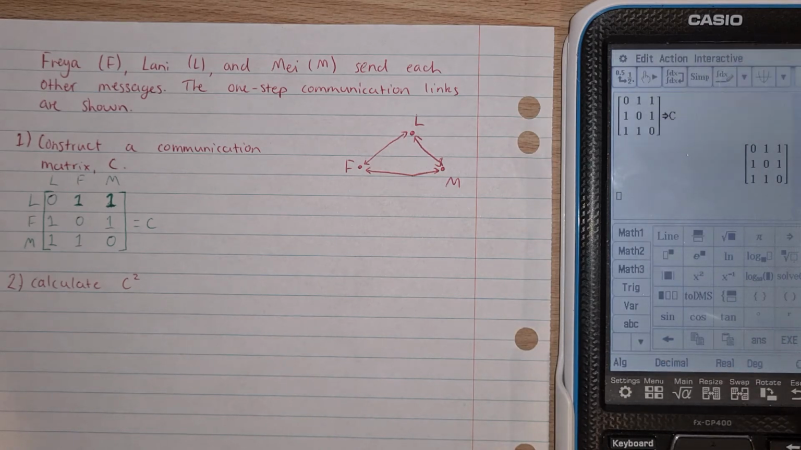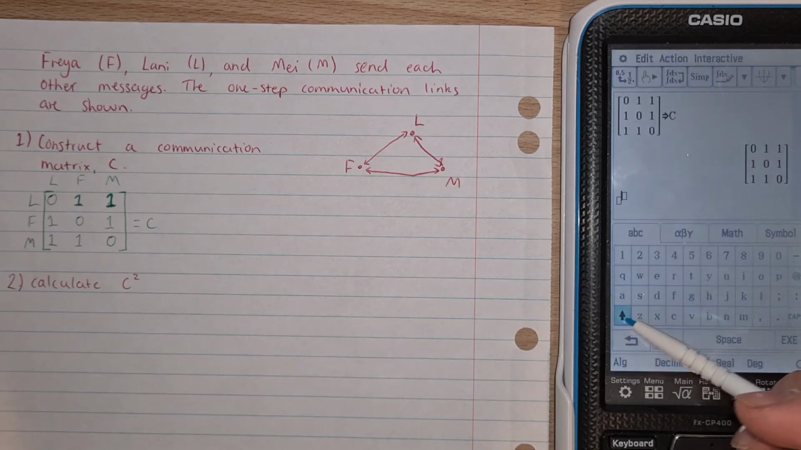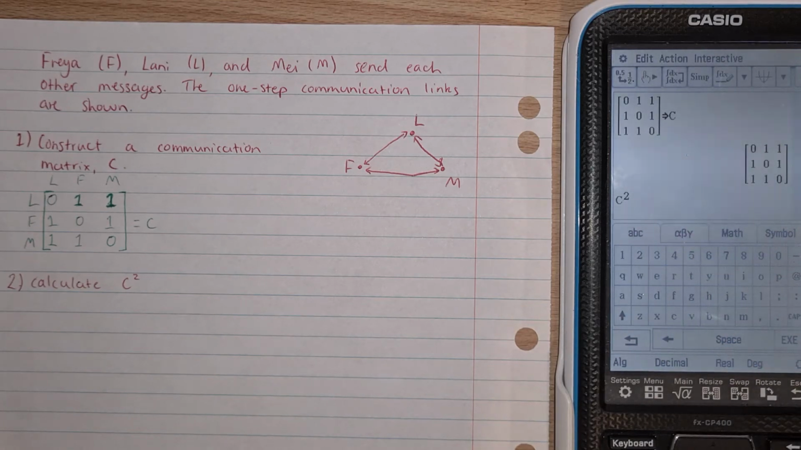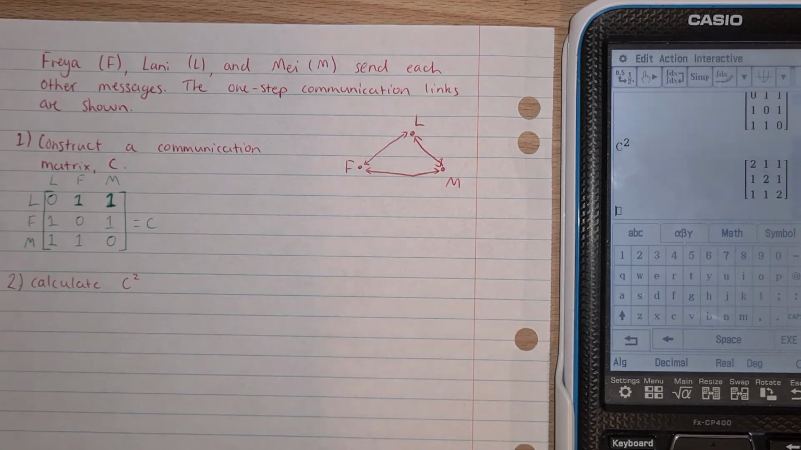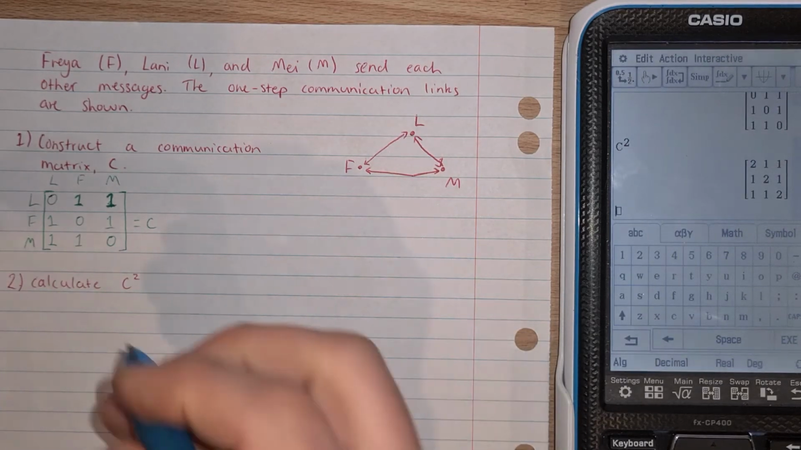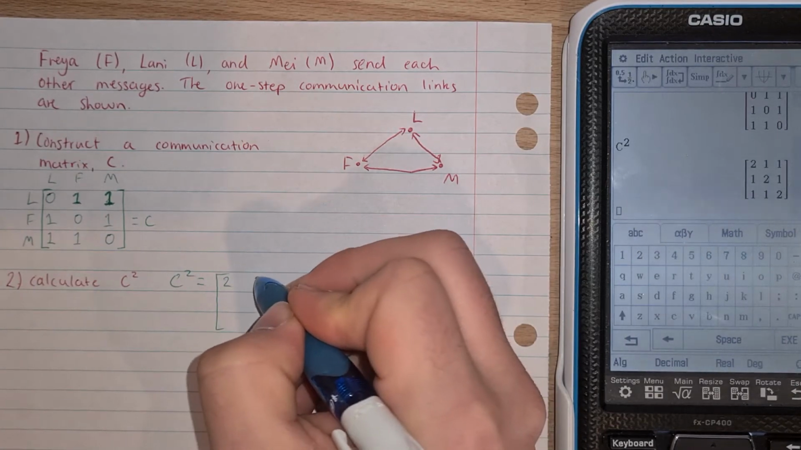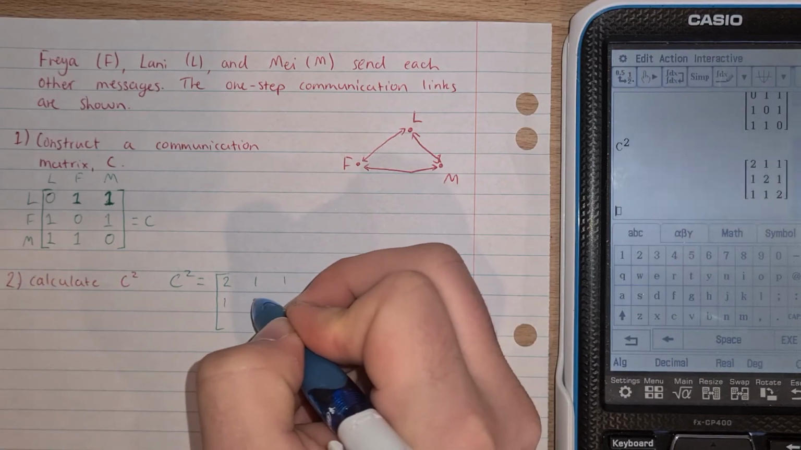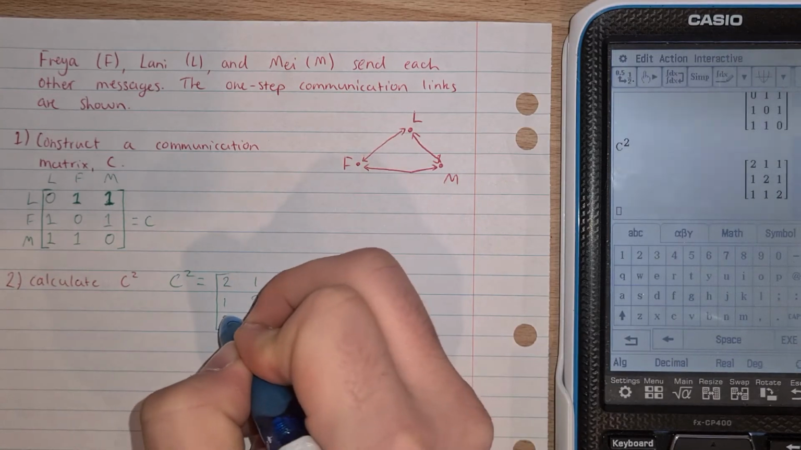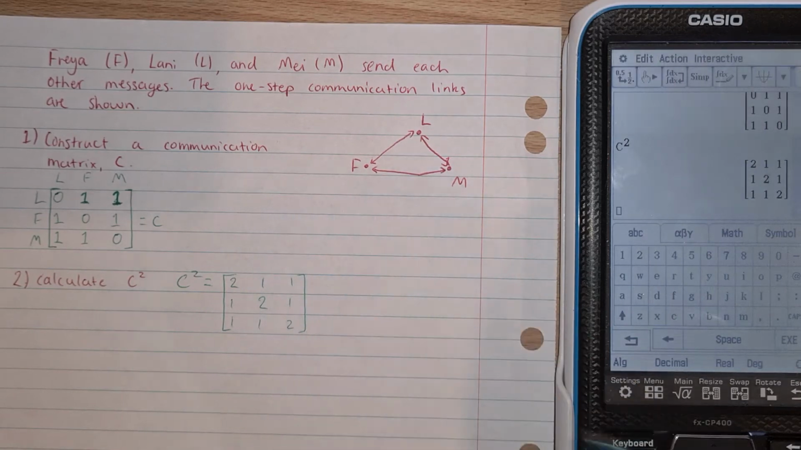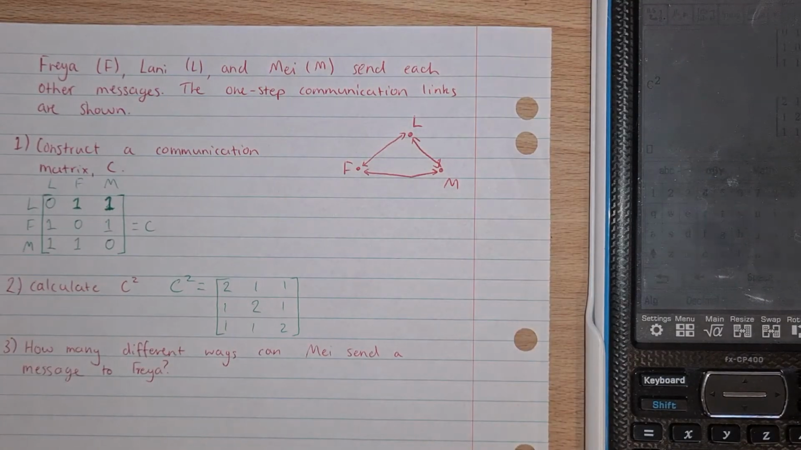All right, so now what I want to find out is C squared, and it's going to give it to me there. So C squared is equal to 2, 1, 1, 1, 2, 1, 1, 1, 2. And our final question here is, how many different ways can May send a message to Freya?